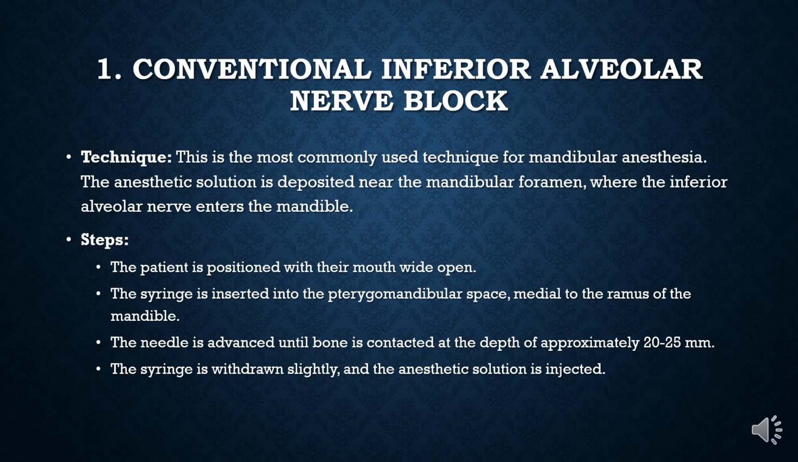First of all, the patient is positioned with their mouth wide open. The syringe is inserted into the pterygomandibular space medial to the ramus of the mandible. The needle is advanced until bone is contacted at a depth of approximately 20 to 25 millimeters. The syringe is withdrawn slightly and the anesthetic solution is injected.